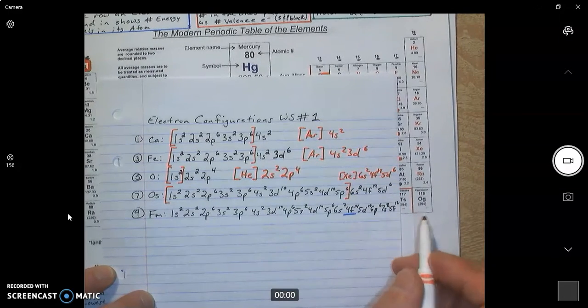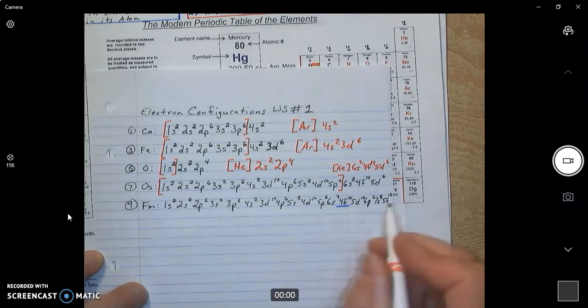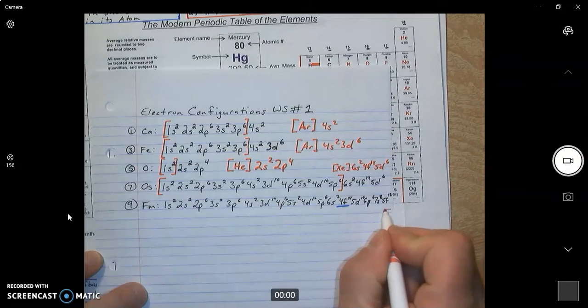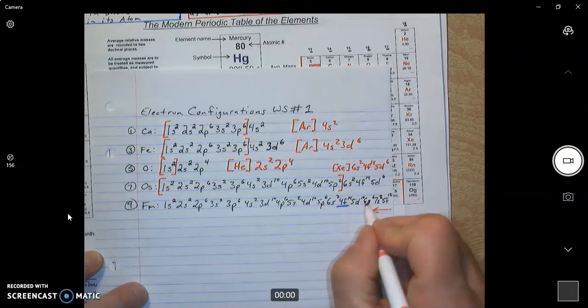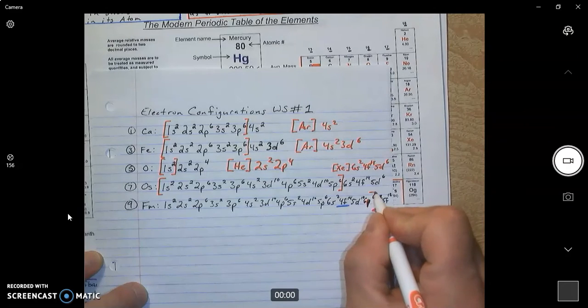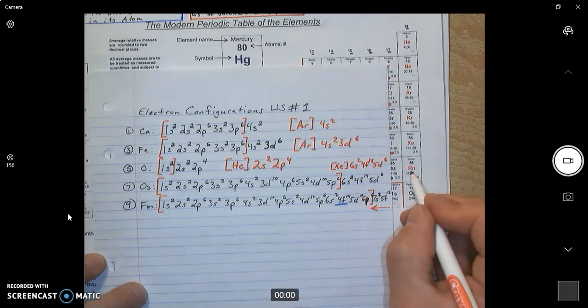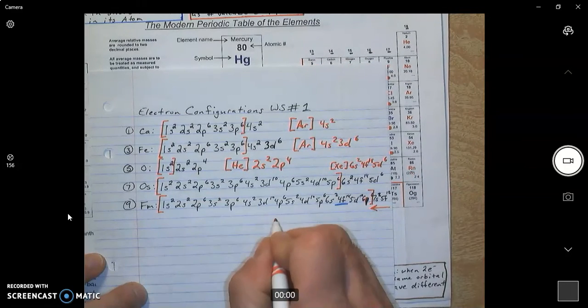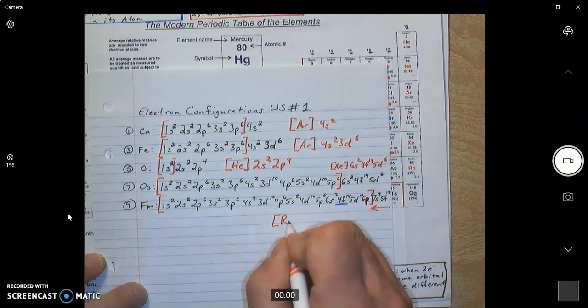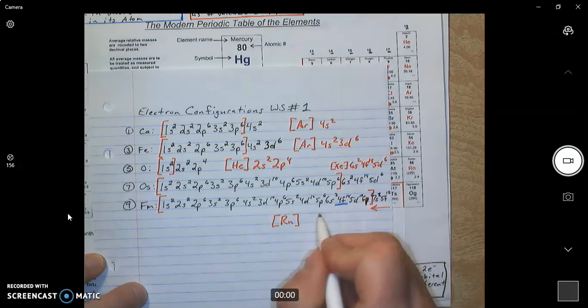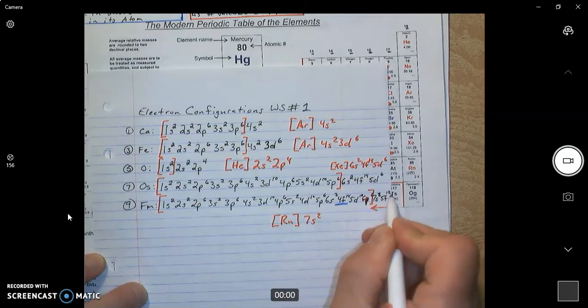Let's do one more. Let's do fermium. So if we do fermium, we go backwards and we look for the first p6. Okay? 6p6, right here. 6p6 is radon. So we're going to do in brackets Rn, 7s2, 5f12.